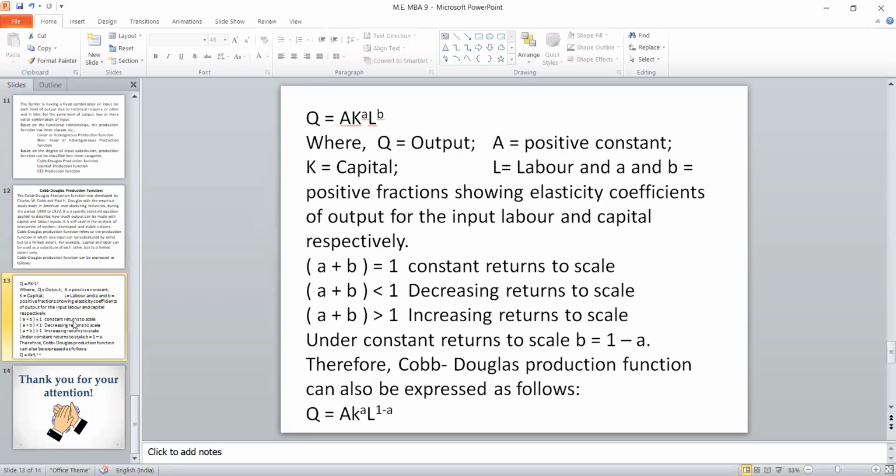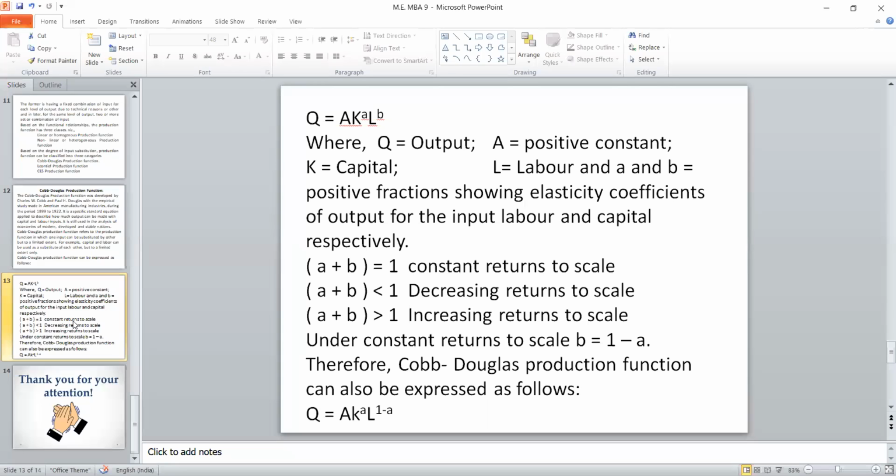Q = A × K^a × L^b. That is the equation where Q is the required output. What is A? It is a positive constant. And K is the capital, that is the amount invested. L is the labor. Here the small a and small b are nothing but the elasticity coefficients of the output. It's a simple regression equation only.